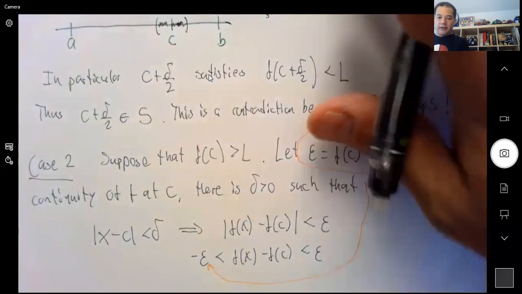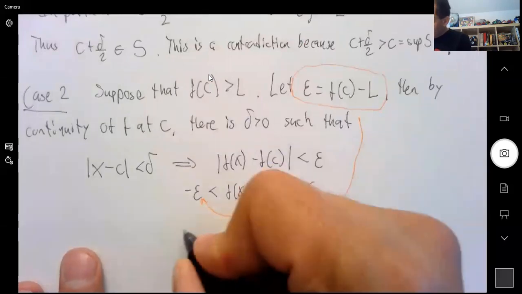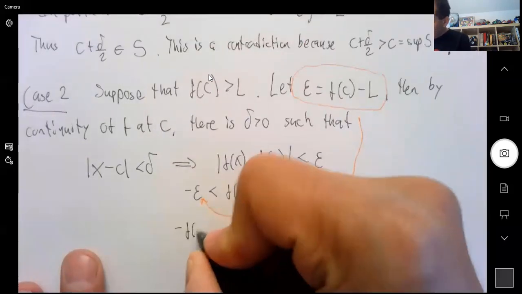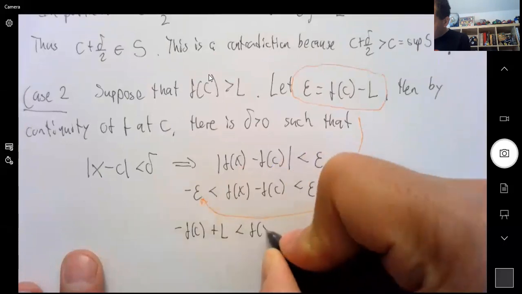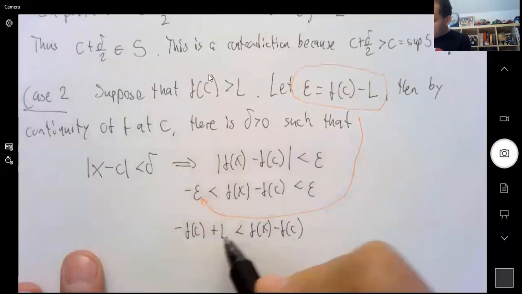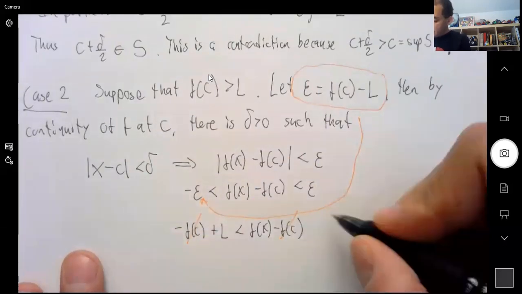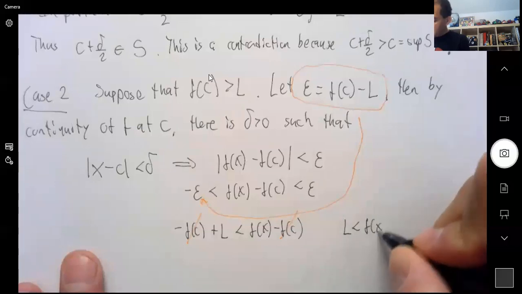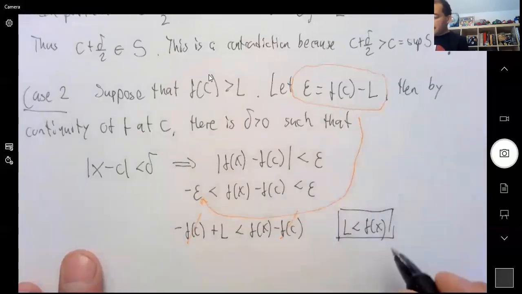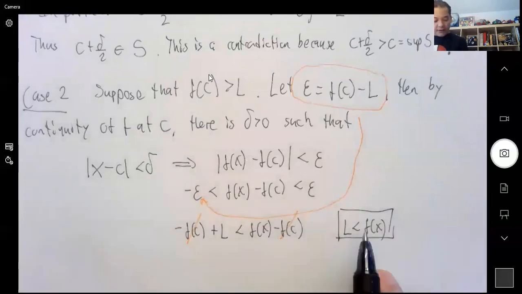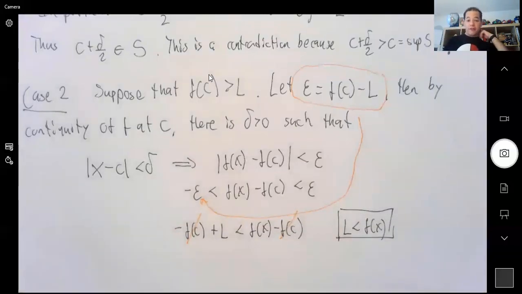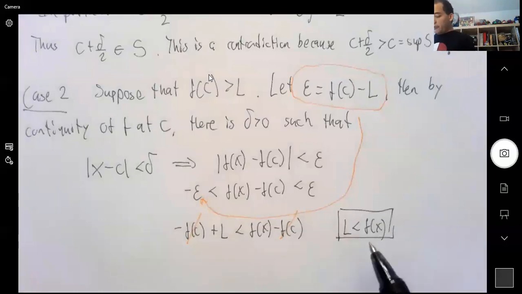So we're going to plug these in here, and this is going to give us that negative f of C plus L is less than f of x minus f of C. The negative f of C's go away, and what this means is that L is less than f of x. So the f's are also bigger than L. Same as before, if I do the same picture, well, before they were all less than L, now they're all greater than L. Okay, so time to do our picture again.